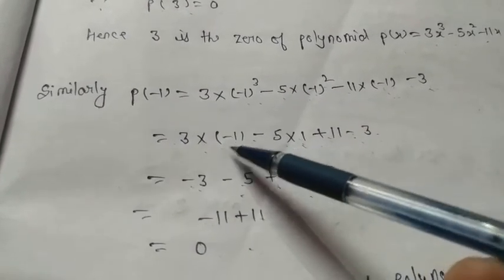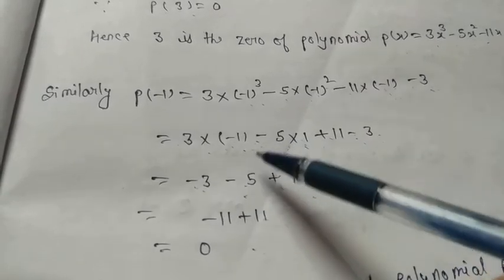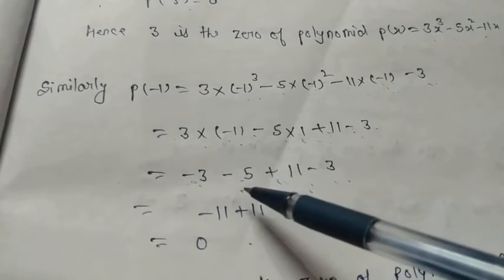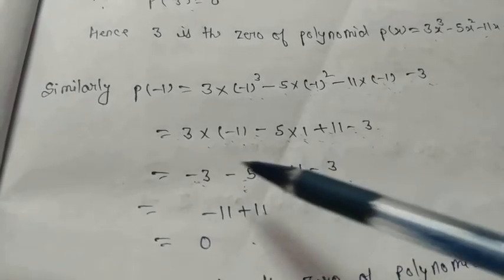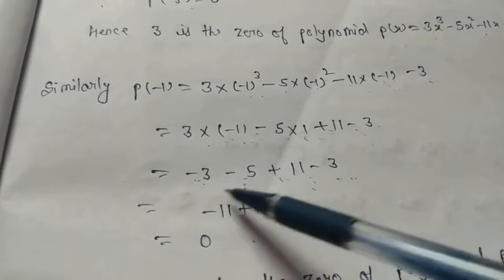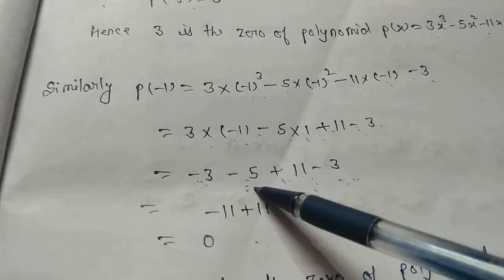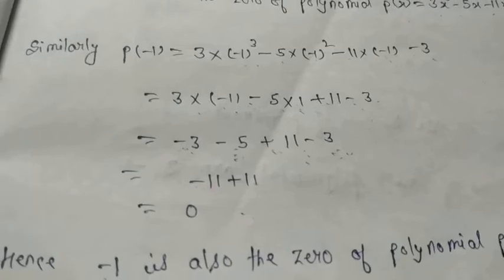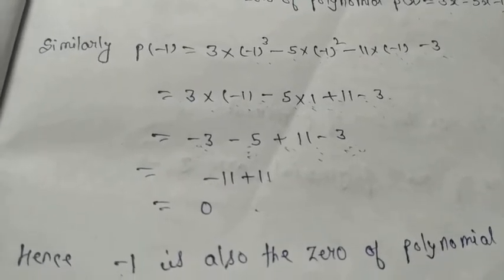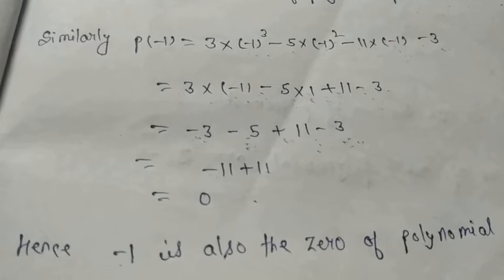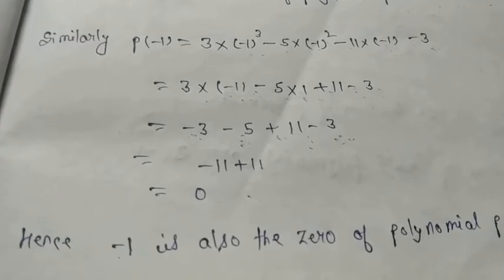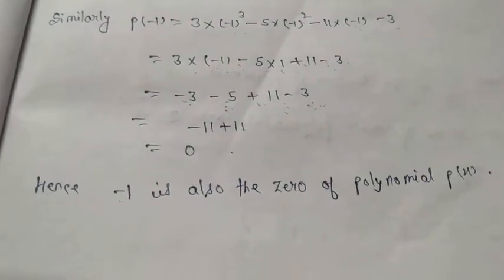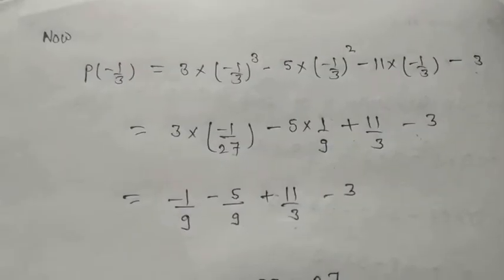Now see, 3 into minus 1 will become minus 3, minus 5, plus 11, minus 3. Now see again, it is minus 3, minus 5, minus 3. These three have the same sign, so their values will be added. So 5 and 3, 8, 8 and 3, 11, and because all three numbers have a negative sign, that's why minus 11 plus 11 will become 0. So again you can see, after putting the value minus 1, the polynomial's value becomes 0. So we can also say minus 1 is also a zero of the polynomial p(x).